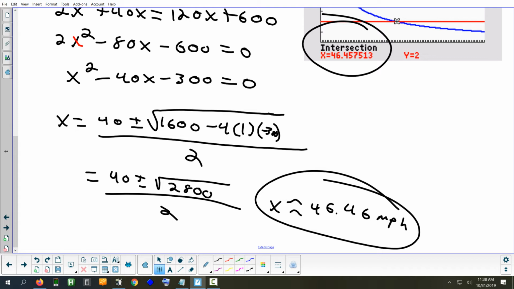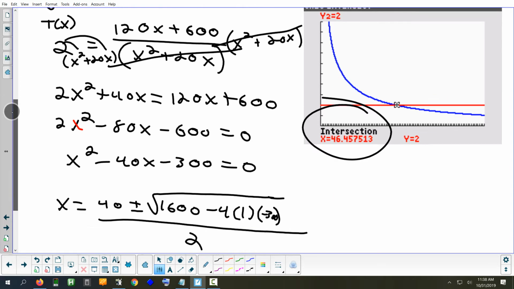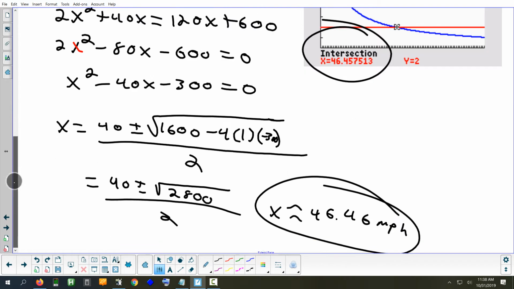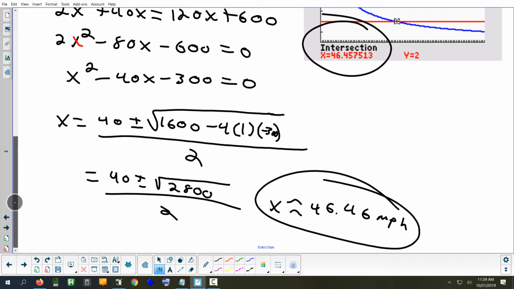Just drive in reverse. Yeah, you can go in reverse. So if you do the minus, you're going to get a negative speed. And technically, the negative is an answer to this equation. But it's not an answer to the equation in the context of a word problem because you can't go negative speed. So the one answer here, got in 2 different ways, is 46.46 miles per hour.